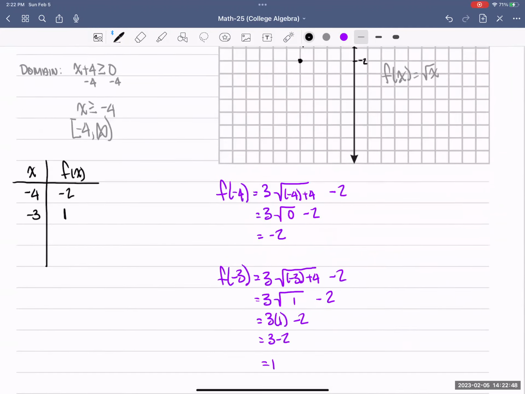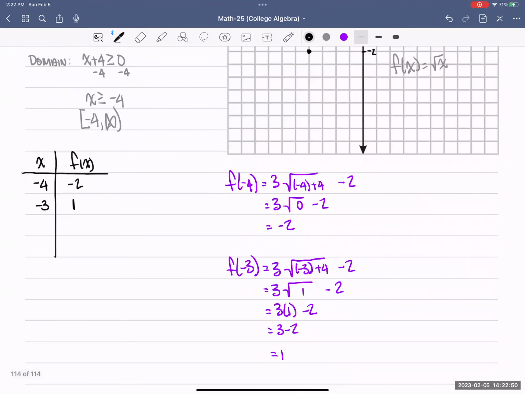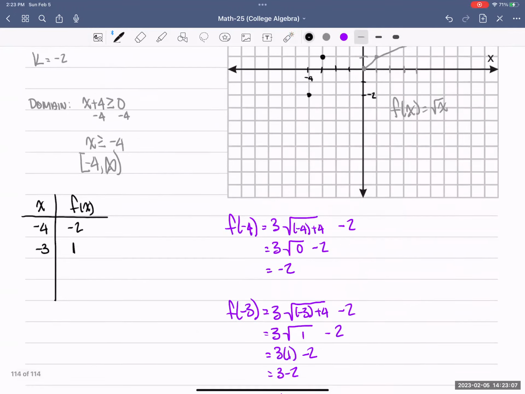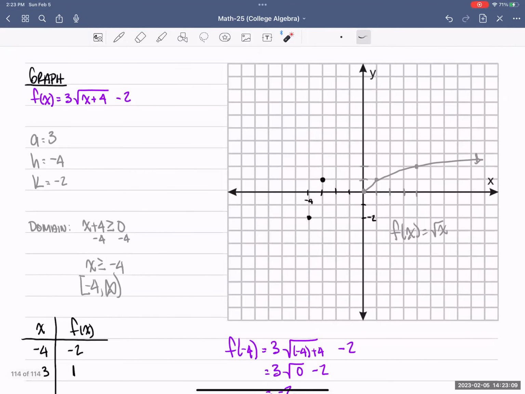And the next nice root. The square root of 0 gives us 0. The square root of 1 gives us 1. The square root of 4 gives us 2. So this is going to be the next nice number that we want to put in. So the square root of 4. In order to get a 4 on the inside over here, we can make this equal 0. So 0 plus 4 gives us a nice number.